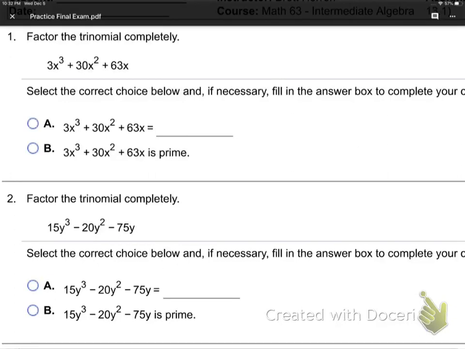Okay, so here is the practice final exam. First question, factor that completely. Okay, so what's the first step? Whenever they say factor, first do the GCF.